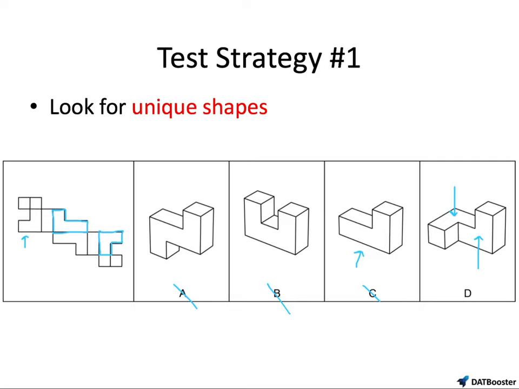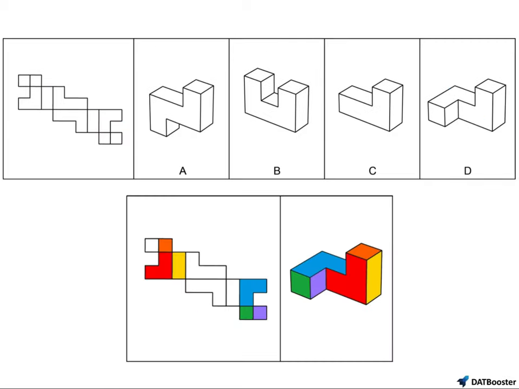So the ones with unique shapes are usually pretty easy and we can breeze through them rather quickly without having to do too much 3D manipulation. The answer for this one is D. As in previous sections, one way to help you better understand the answers is to color the sides with different colors in order to match up the 2D and 3D images, like you see right here.